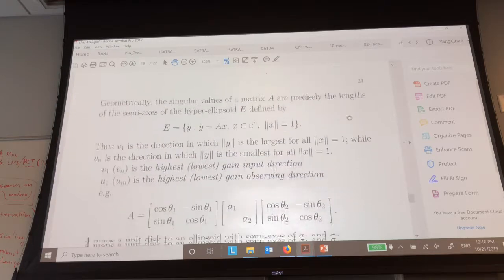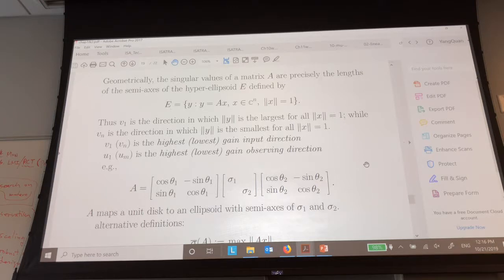Geometrically, the singular values of a matrix A are something like this. You establish the y vector as A x, and you assume that the norm of x is 1. That is a circle, a very unique circle, the unit circle with radius 1. Then y will become not a circle but an ellipse, this way or whatever way. Then the singular values are the lengths of the semi-axes of the hyper-ellipsoid. So the vector y becomes y1, y2, up to yp maybe. So construct another.